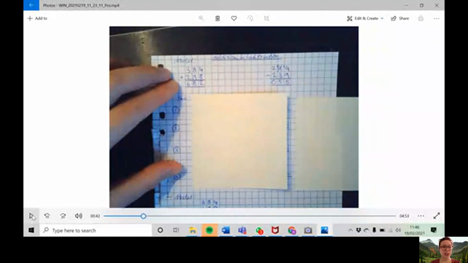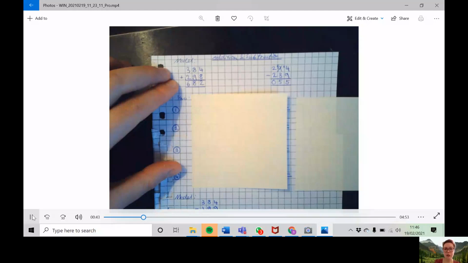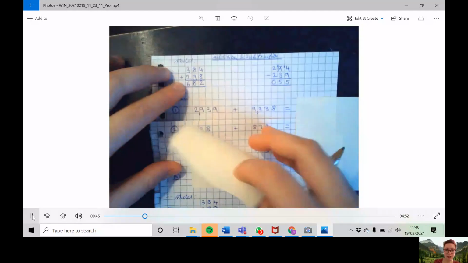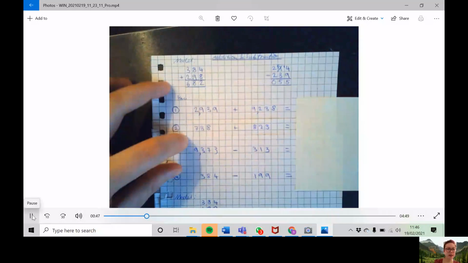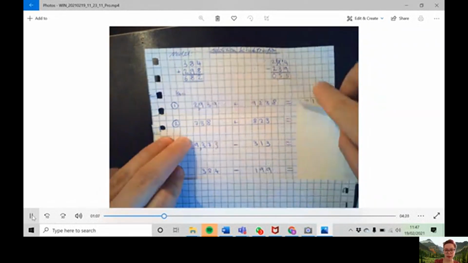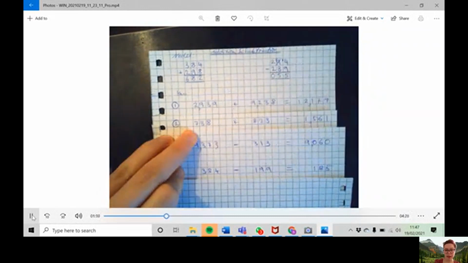Right, now that I've modeled how to do subtraction and addition, I would like you to please independently do these 4 questions. There's 2 addition and there's 2 subtraction. So please pause this video now, write them down and do them independently. We will go through the answers afterwards, so you can mark them yourself. So when you have done them independently and only then you can mark your answers, and here are the answers.